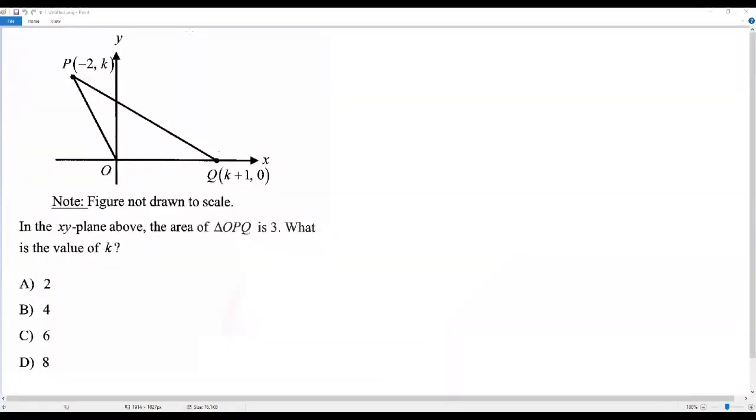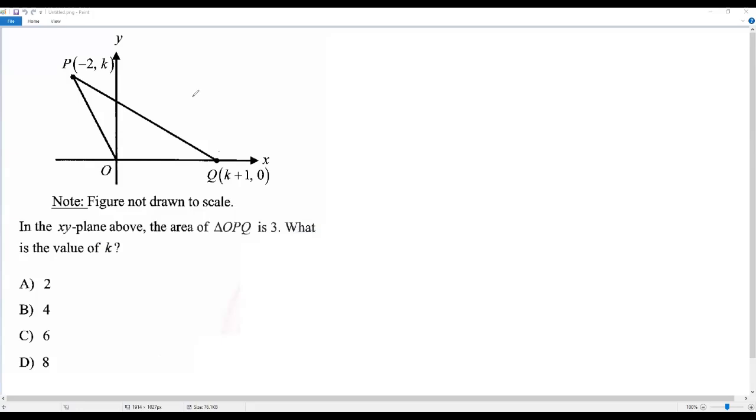Here we have a SAT math question. Let's go with the information. There is a figure given over here. In the xy plane above, the area of triangle OPQ is 3. What is the value of K? So using the area of this triangle OPQ, that is 3, we have to find the value of K.